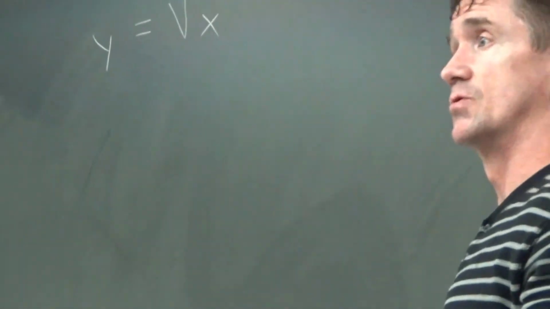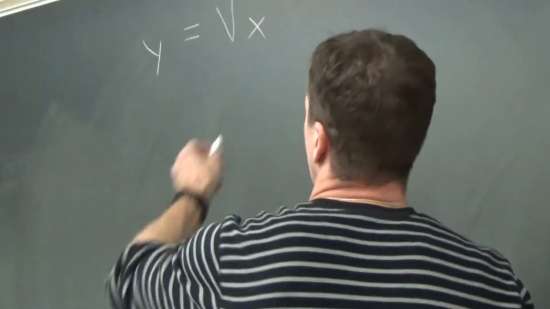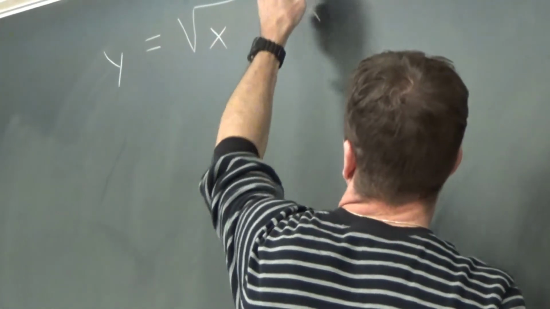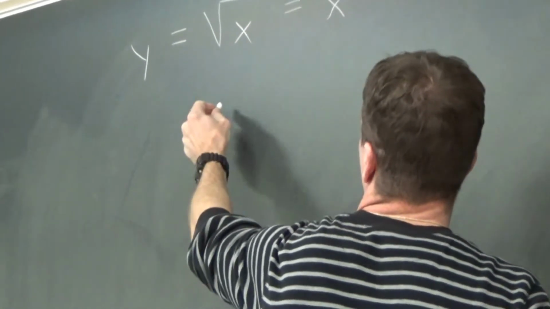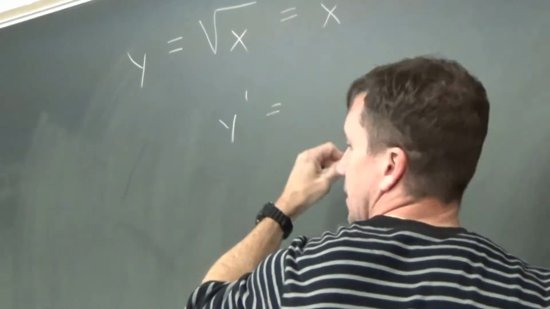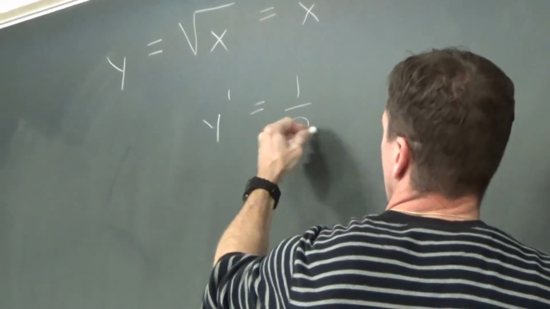How do you use the power rule here? X to the power half. We have to change it to exponential form. It's in radical form, and that's x to a 1/2 power. Good. And now we'll perform the power rule. Okay, the half goes in front.